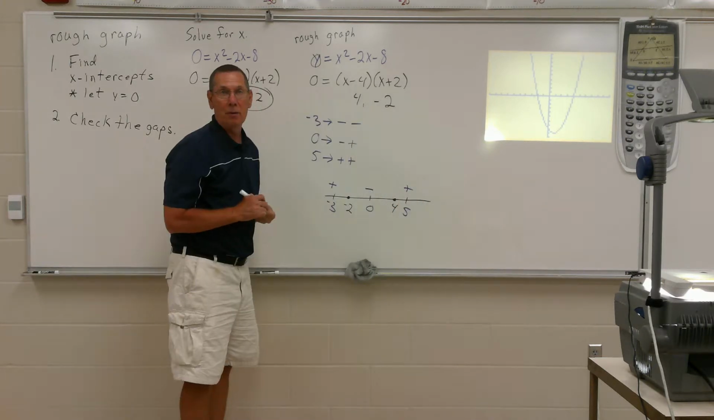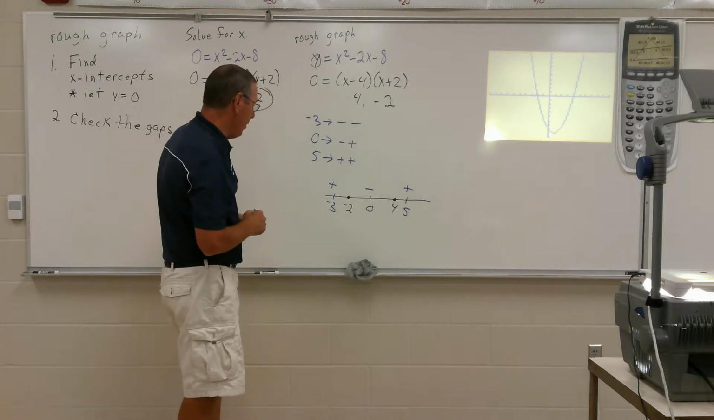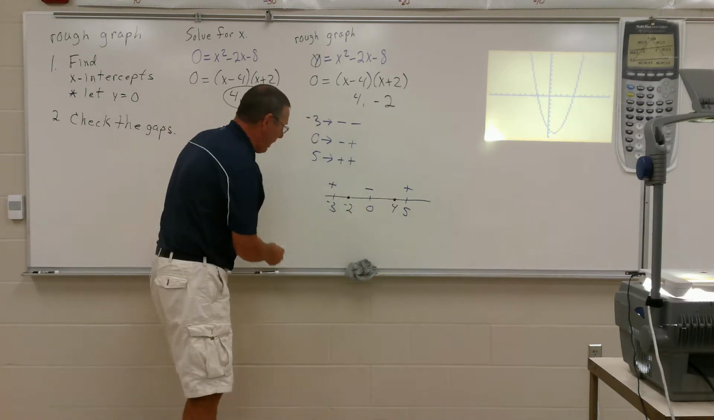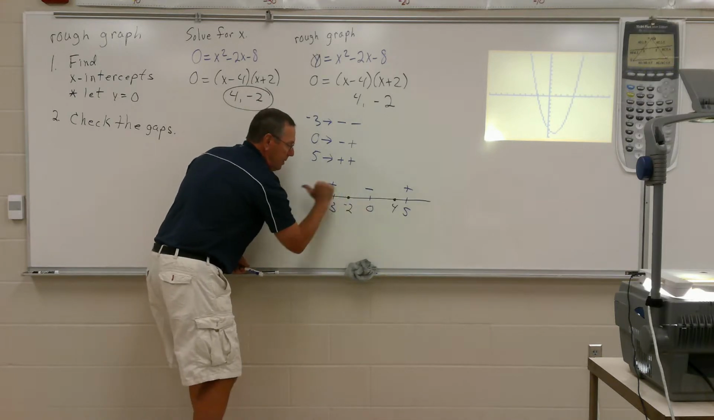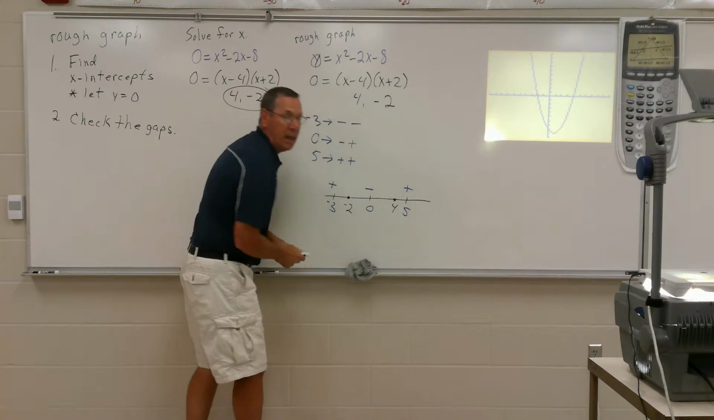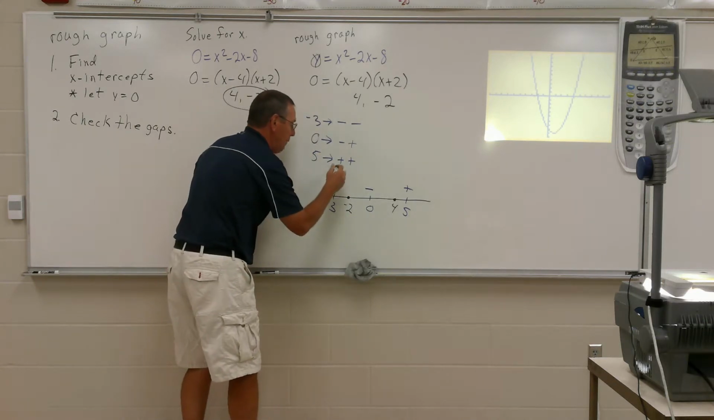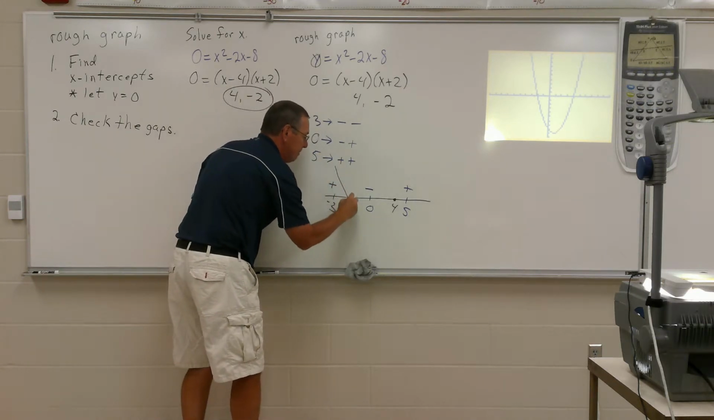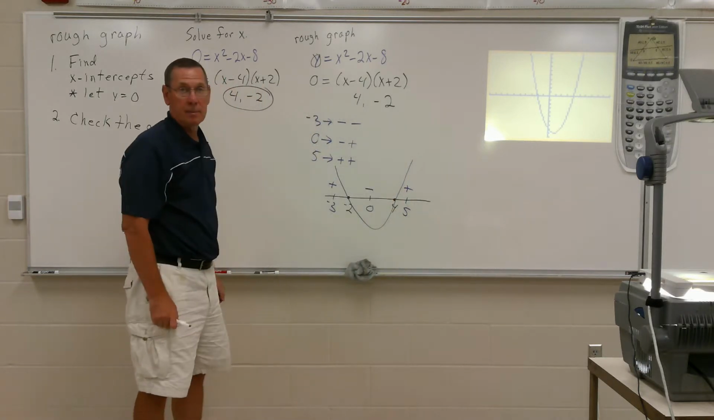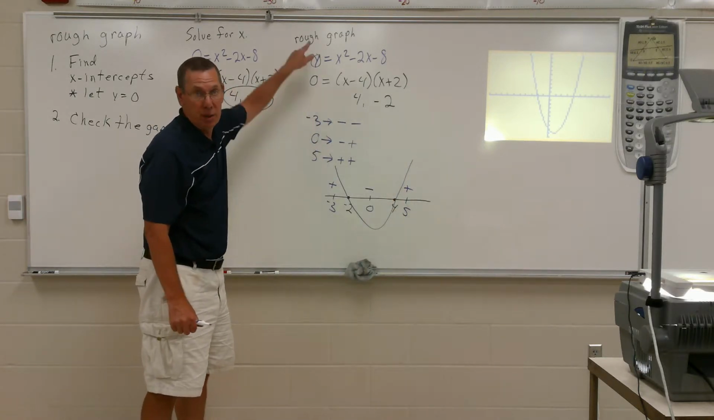I'm ready to make a rough graph. For my rough graph, okay, I have to hit these intercepts. I have to be positive on this side of the -2. I have to be positive on that side of the 4, and we have to be negative in between. So my graph is going to look something like this. And I'm done. This is a rough graph, just a rough graph.